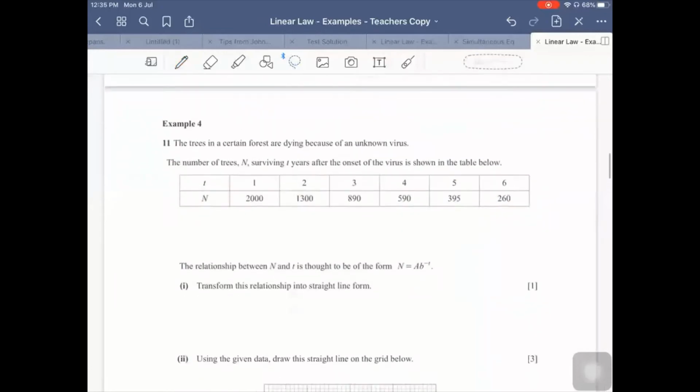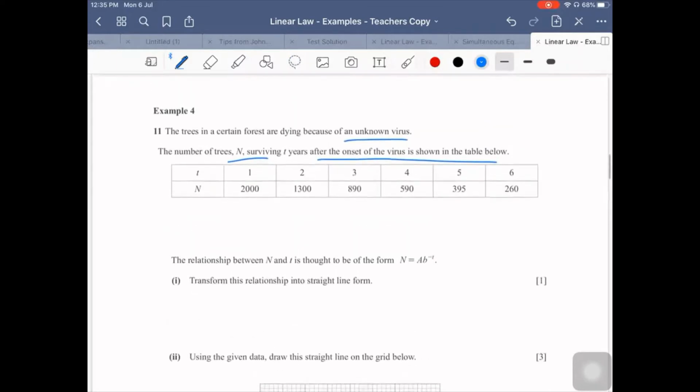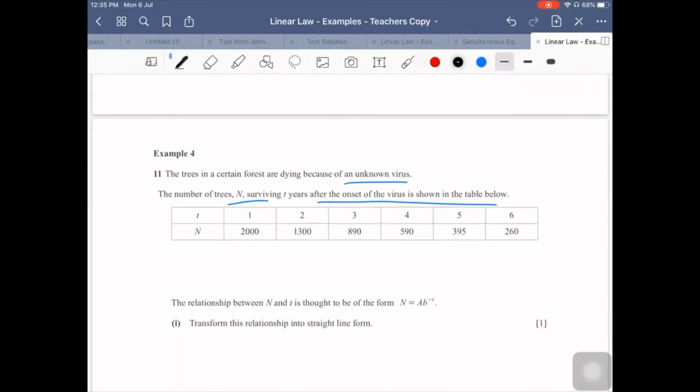question. अब ये कहता है कि the trees in a certain forest are dying because of an unknown disease, unknown virus. The number of trees n surviving after 10 years after the onset of the virus is shown in the table below. अच्छा, अब अगर मैं आपसे कहता कि भाई आप जो है वो मुझे ये ग्राफ बना के दिखाएं इसका, what I would have done is मैं x axis पे n लिखता और यहाँ पे t लिखता.